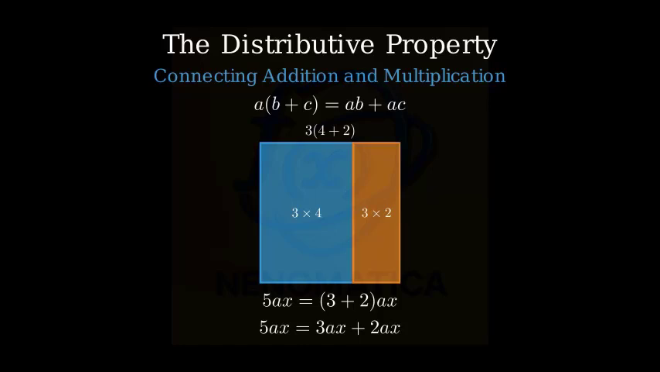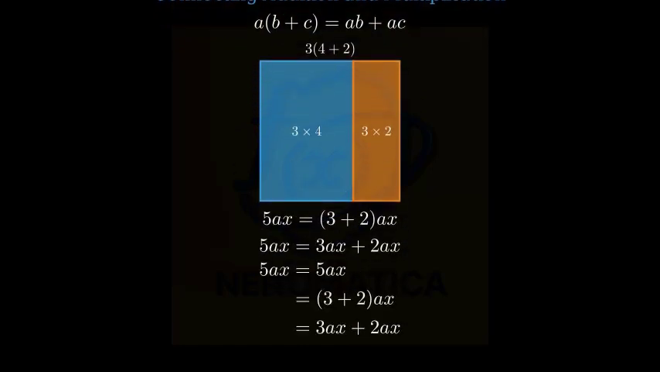Now, let's look at the original example again. From a different perspective, notice that we can undo the distributive property as well. If we start with 5ax, we can express it as 3ax plus 2ax by splitting the coefficient 5 into the sum of 3 plus 2.